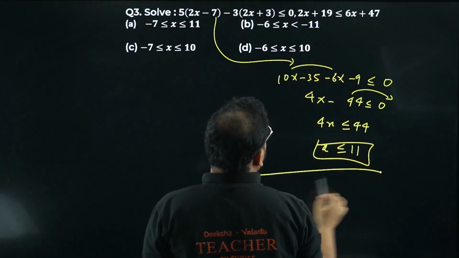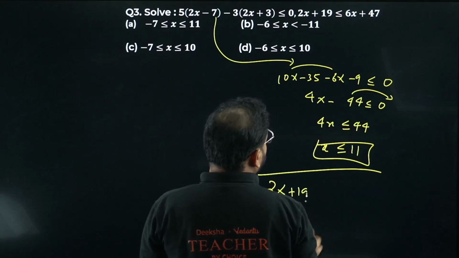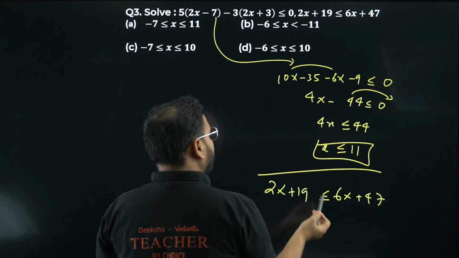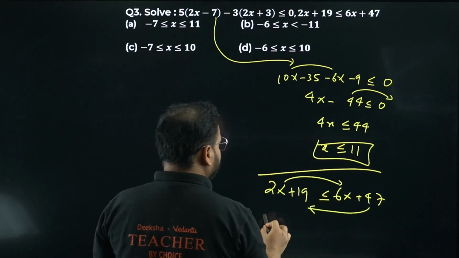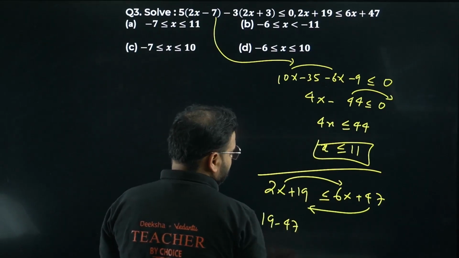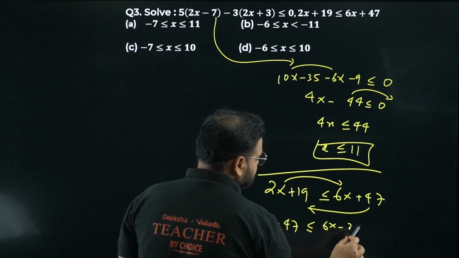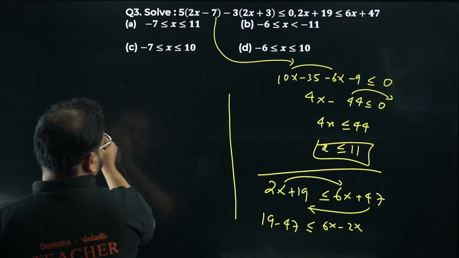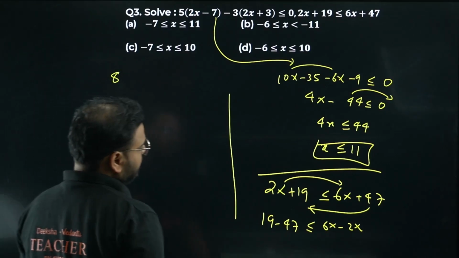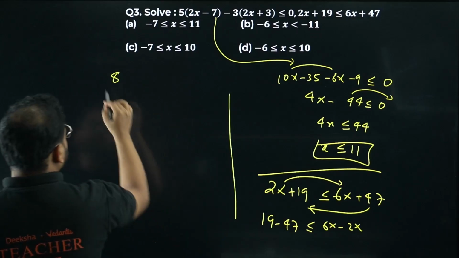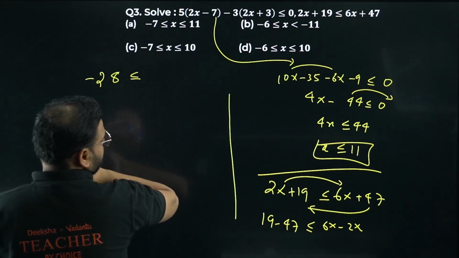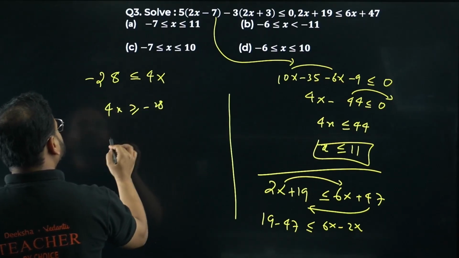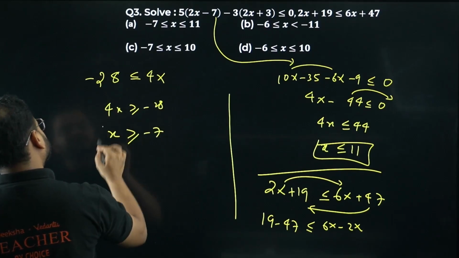What I have, 2x plus 19 is less than 6x plus 47. Let's move 2x over there and 47 on this side. I get 19 minus 47 less than or equal to 6x minus 2x. Please check. So minus 28 is less than or equal to 4x. It means 4x is greater than or equal to minus 28. It means x is greater than or equal to minus 7.